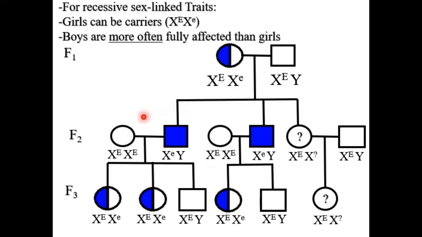So again, you can tell red-green color blindness in pedigrees because of these two characteristics. Girls can be carriers, so there's 1, 2, 3, 4 carriers, and boys are more often fully affected than girls. You have 2 boys that are fully affected by this sex-linked recessive trait and 0 girls. Again, carriers are not affected. Carriers see color vision normally. They wouldn't know the difference unless they looked at this in their pedigree diagram.